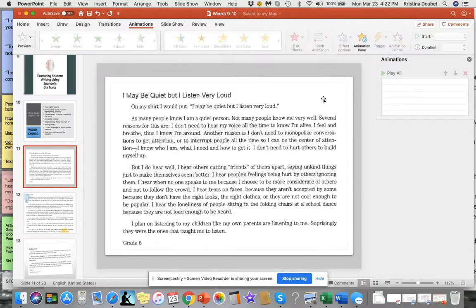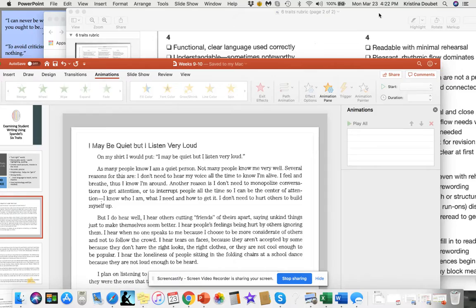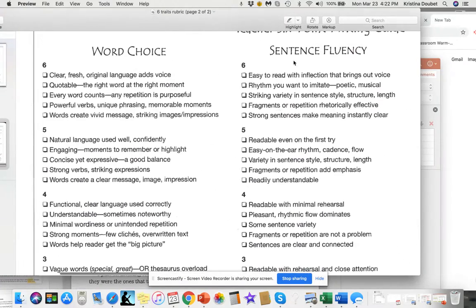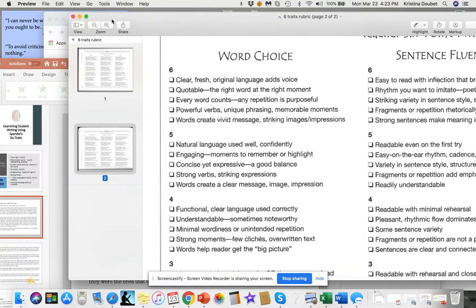Okay, so I think we can see here that it's readable with minimal rehearsal, readable on the very first try, easy to read with inflection that brings out voice, rhythm you want to imitate, but it's not striking. I think we're at a 5 on this one too. It's better than this. It's not as good as this. So sometimes even if I can't say on purpose that it's a 5, I can say it's got elements of a 6 and elements of a 4. So I'm going to call it a 5.